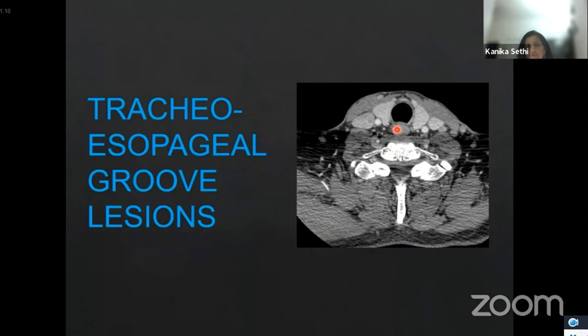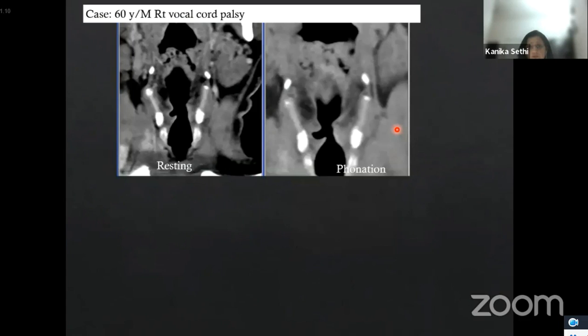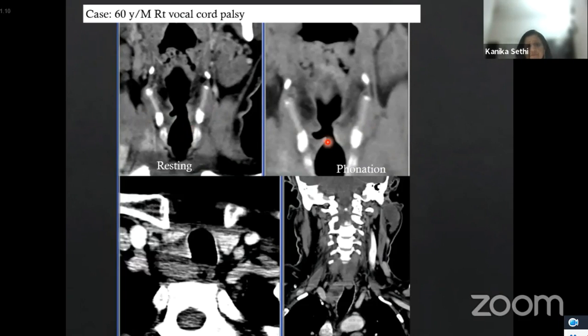So the lesions which can involve it: again, the patient came with vocal cord palsy on the right side. There's a lesion sitting posterior to the thyroid gland. So that's a parathyroid lesion, which is compressing the recurrent laryngeal nerve, which travels in this region, and causing this palsy.